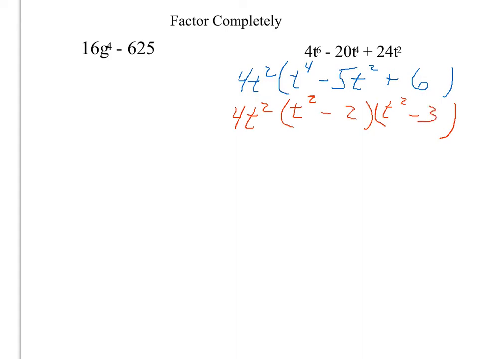So now I need to make sure I check these out. Are these difference of 2 squares, yes or no? And in this case, no, because the 2 and the 3, neither one of those are perfect squares, so it has been factored completely.